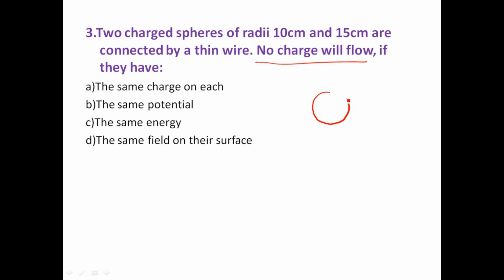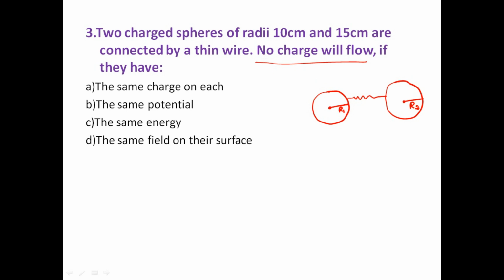Let me think of two spheres of different radius. One of them has got radius say R1. The other one has got radius say R2. So we don't bother about the value of radius here. Let us say the radius of these spheres are different. These spheres are connected with the help of a thin wire.